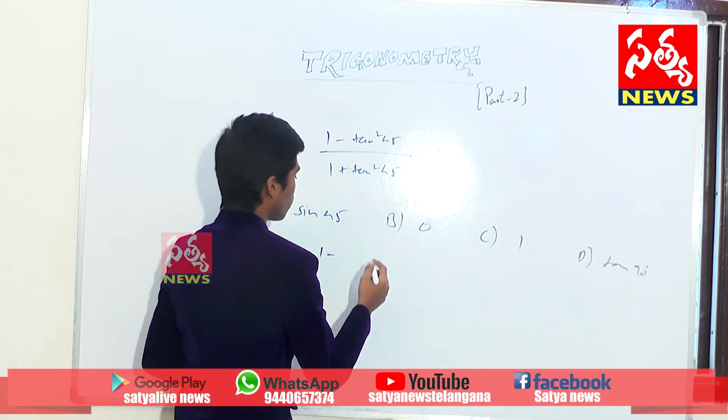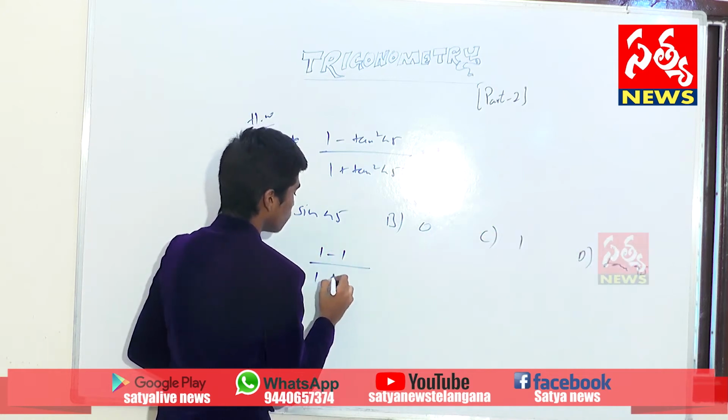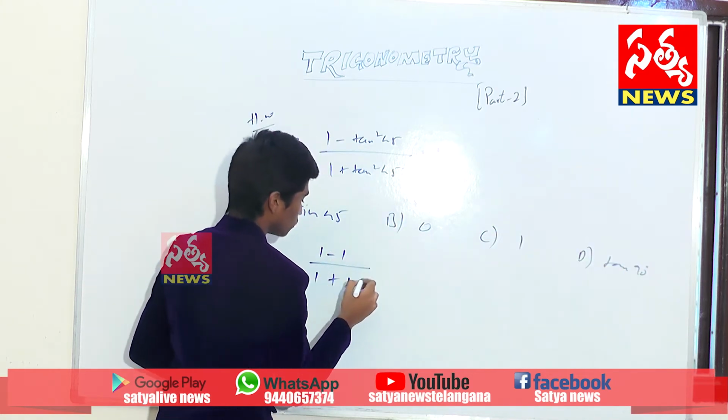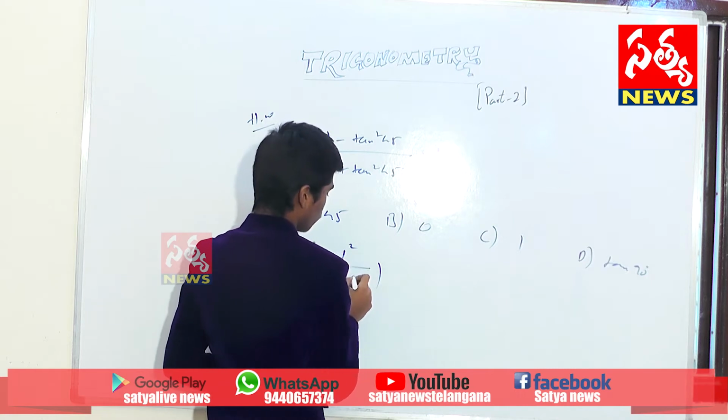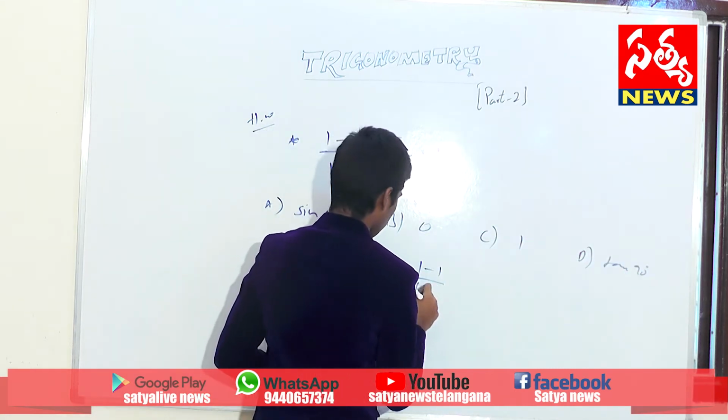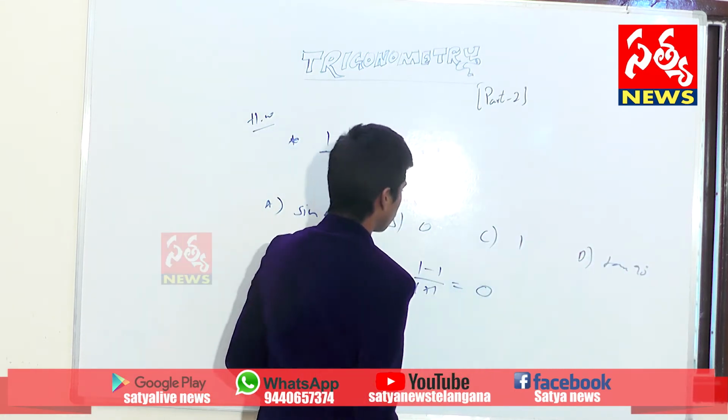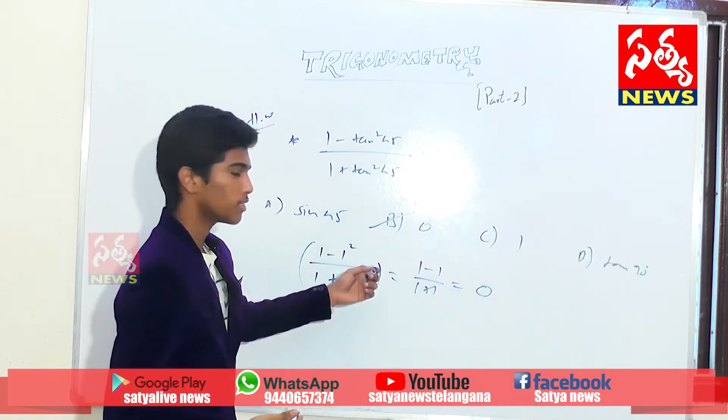1 minus tan 45 is 1, and 1 plus tan 45 is 1. As 1 square is 1, so it is 1 minus 1 by 1 plus 1. We get the answer as 0. So the correct answer is the second option.